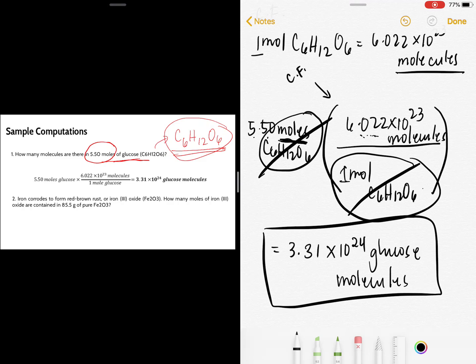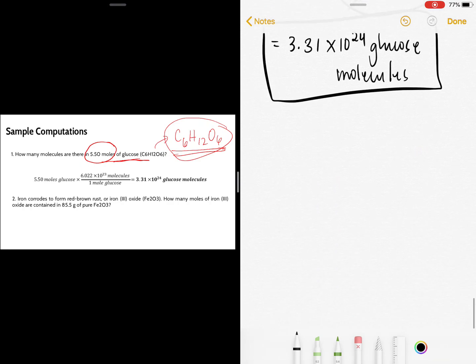How about this one? Let's try answering this problem. So, iron corrodes to form red-brown rust or iron 3 oxide. How many moles of iron 3 oxide are contained in 85.5 grams of pure ferric oxide or iron 3 oxide? Parehas lang yan, no? Okay, now class, read the problem again.